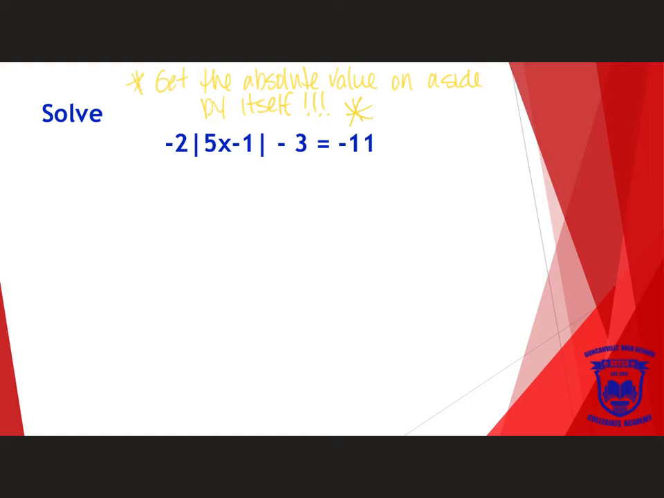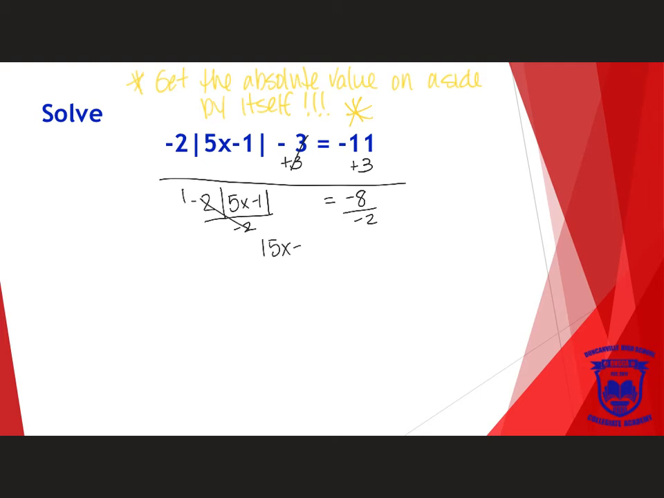First, we're going to add 3 to both sides. So we have negative 2 times the absolute value of 5x minus 1. Those will cancel. Is equal to negative 8. Okay. Then we're going to divide both sides by negative 2. And so those will become 1. And so we have the absolute value of 5x minus 1.